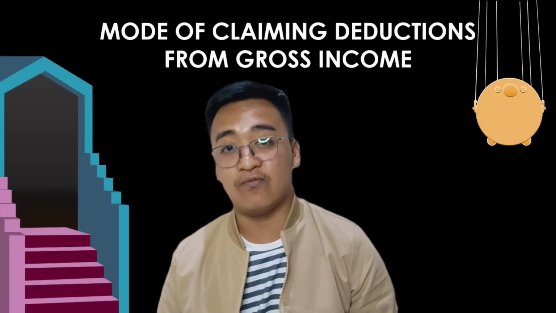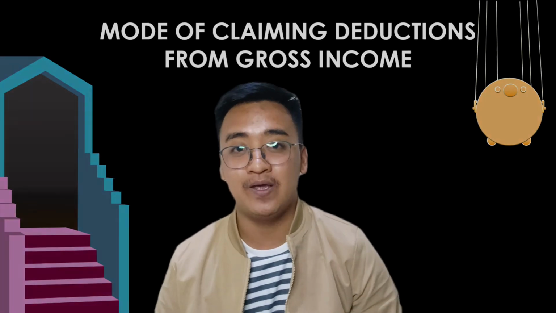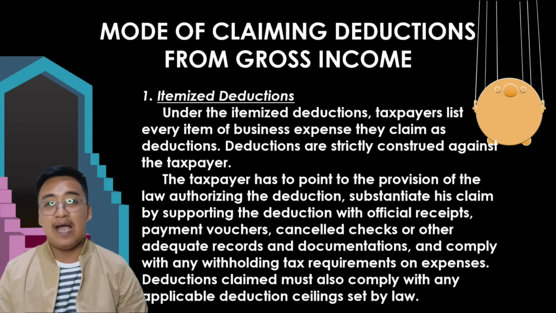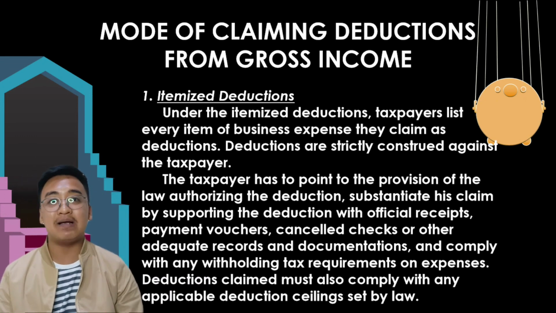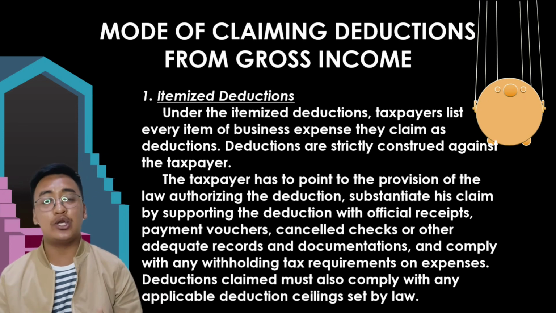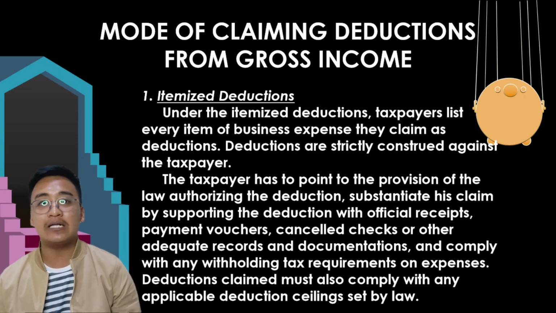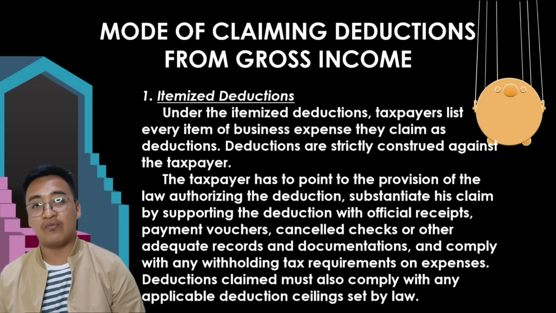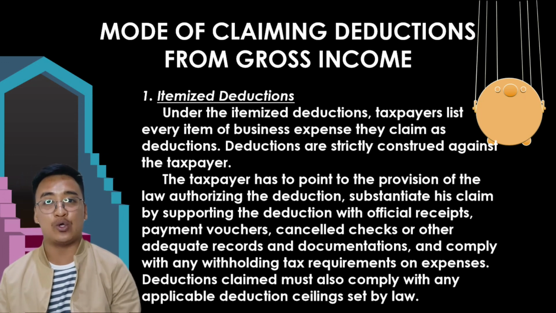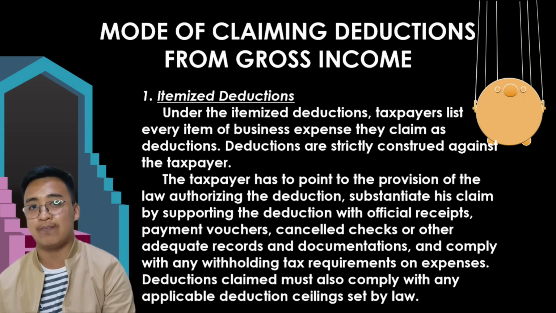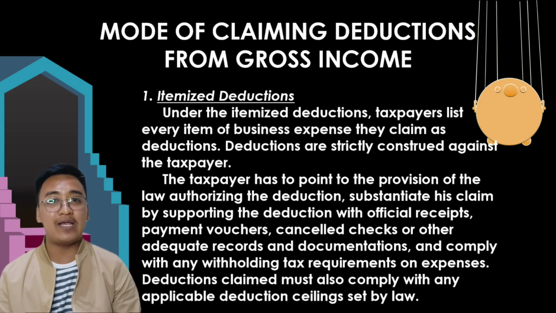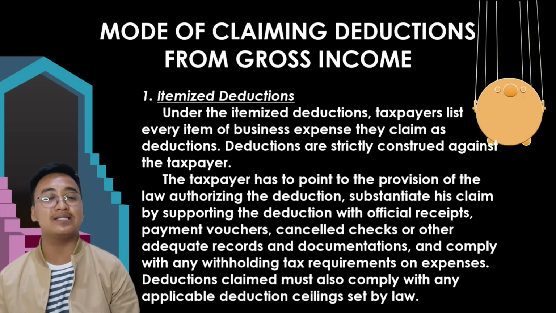And for the last topic of this chapter, we have 2 modes of claiming deductions from gross income. First is the itemized deductions. Under this, taxpayers list every item of business expense they claim as deductions, and these deductions are strictly construed against the taxpayer. The claim for deductions must be supported with official receipts, payment vouchers, canceled checks, or other adequate records and documentation, and comply with any withholding tax requirements on expenses. Deduction claims must also comply with any applicable deduction ceilings set by law.